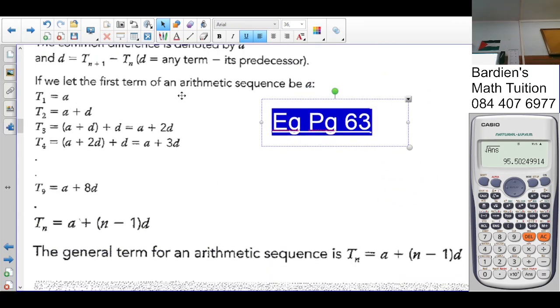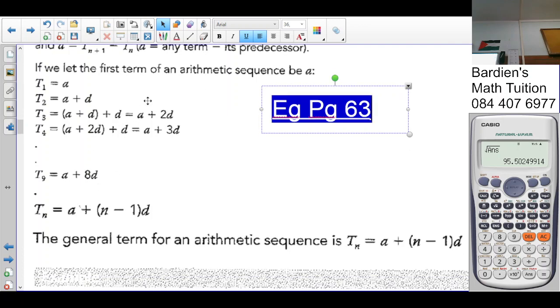If we let the first term of an arithmetic sequence be a, then the second term is going to be a plus d. Why? Because I'm just adding my common difference every time. Yes, Michael? You're not done? Just write the page number down here. Carry on. Next page 60. Okay, so to work out the next term, we just add a d all the time, not so?